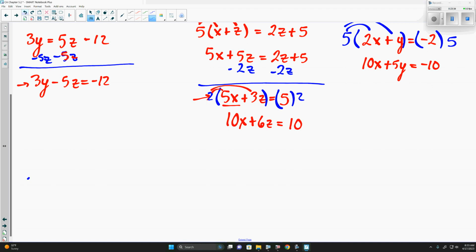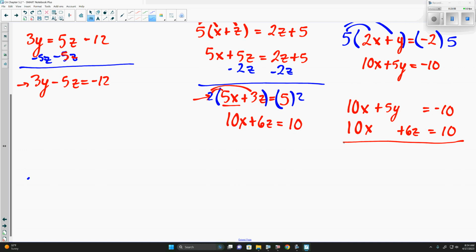And now we can put these over the top of each other. 10x plus 5y equals negative 10. And I did leave a little bit of a space so that we can match our variables up, because the other equation, we do have 10x plus 6z is equal to positive 10. We could have lined them up and just had x's over y's, but we do need to make sure that we don't actually combine those because they are not the same.